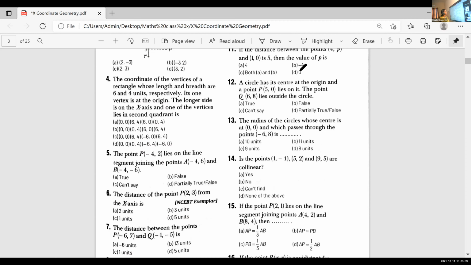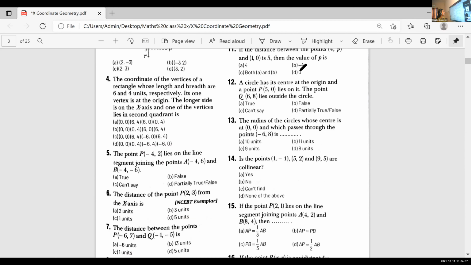A circle has its center at the origin and the point P 5, 0 lies on it. Now what is given? The point Q 6, 8 lies outside the circle. Is it true? False? Can't say. Partially true or false. What will be the answer? A circle has its center at the origin and point P 5, 0 lies on it. The point Q 6, 8 lies outside the circle. Is it true or false?